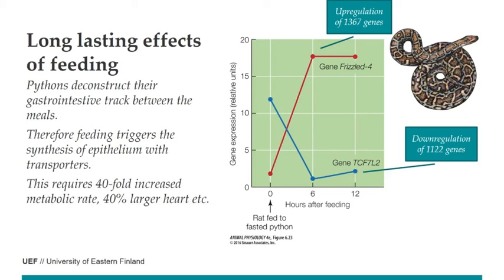So about 6 hours after having the food, over 1,000 genes are downregulated and over 1,300 genes are upregulated, and it doesn't come without the need of energy, so the metabolic rate is 14 times higher. And heart size is increased. The heart is larger. So it's very drastically affecting the physiology and the morphology of this animal.